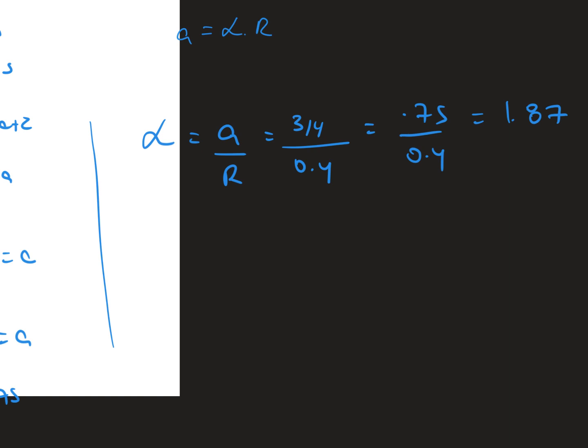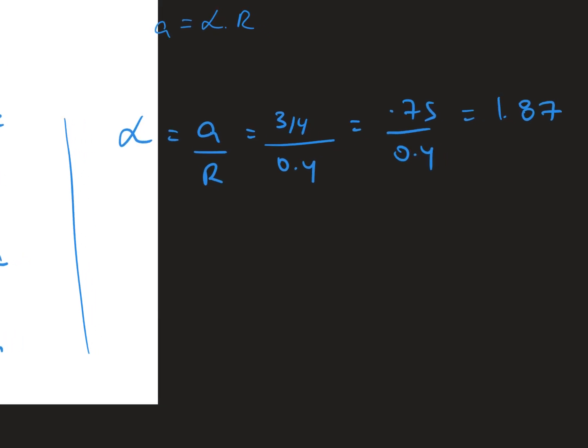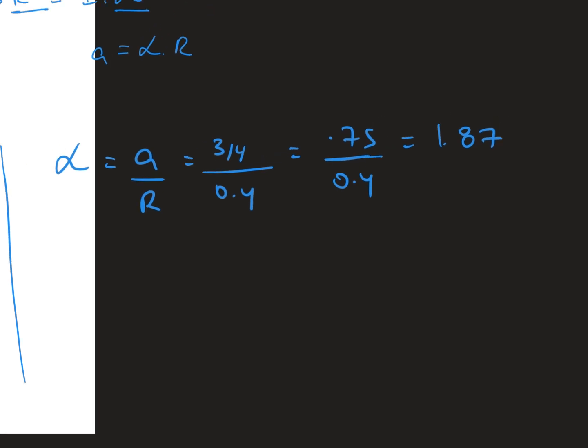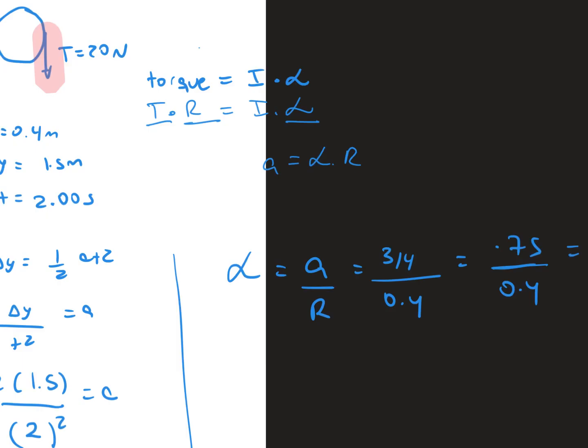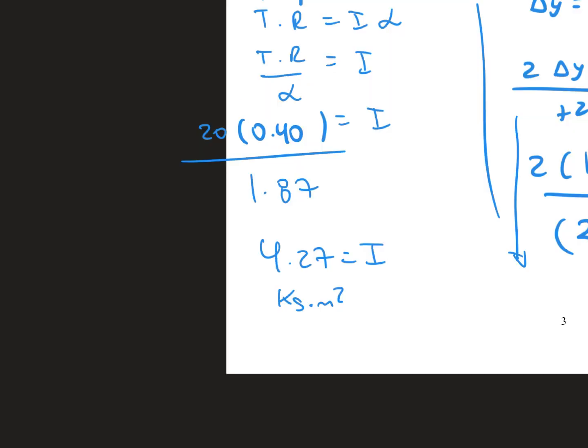Now that we have the acceleration, we can find the angular acceleration. So we could say that 0.75 divided by the radius, which was 0.4, is going to give us 1.87. Now that we have the tension, the radius, and the angular acceleration, we can solve for the moment of inertia. Now the moment of inertia is going to be the tension times the radius divided by the angular acceleration.